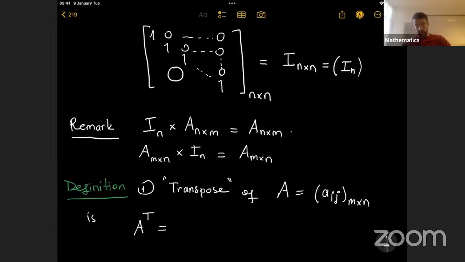And what you do is basically, you change the roles of columns and rows, okay? So you change the places of rows and columns. So rows become columns, and columns become rows. And you get something like this: instead of a_ij here, we will have a_ji because you replace rows with columns, okay? And it's going to be an n by m matrix.